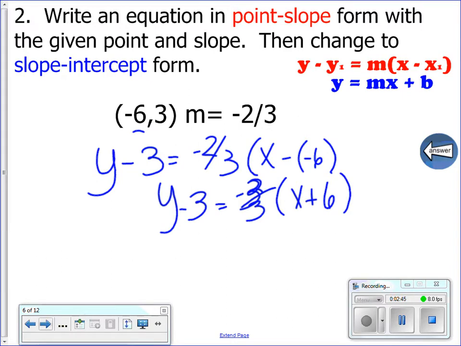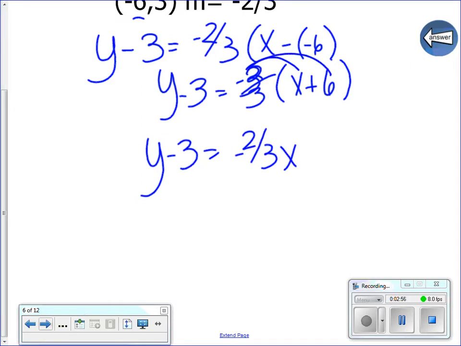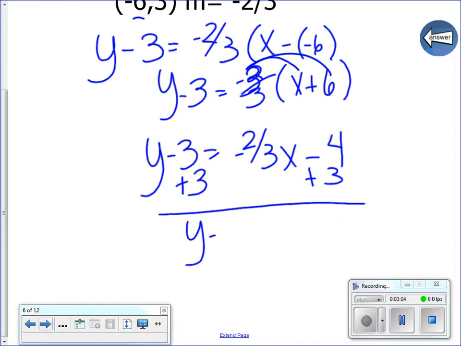And then to change it to slope-intercept form, y minus 3 equals the 2/3 times x, so that's negative 2/3 x, and then negative 2/3 times 6 is negative 4. I add 3 to both sides, and I get y is equal to negative 2/3 x minus 1.